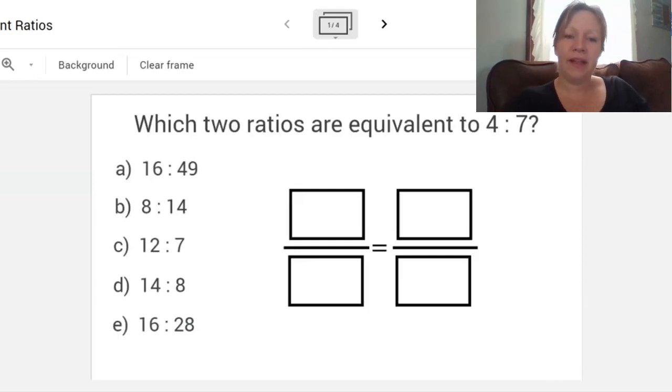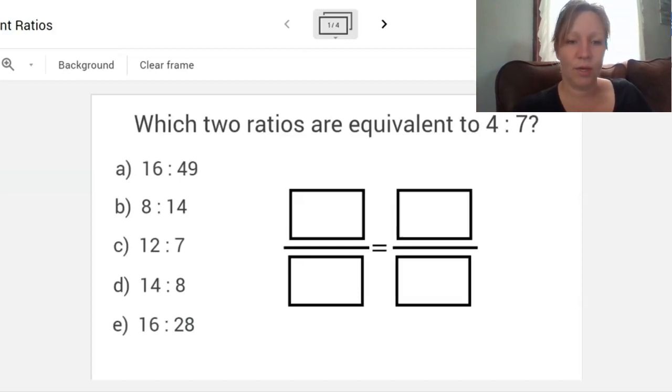Today, we're going to talk about equivalent ratios, which is very similar to equivalent fractions. That's a warm up that has showed up since the beginning of school. So we'll just get started. The first question says, which two ratios are equivalent to 4/7?